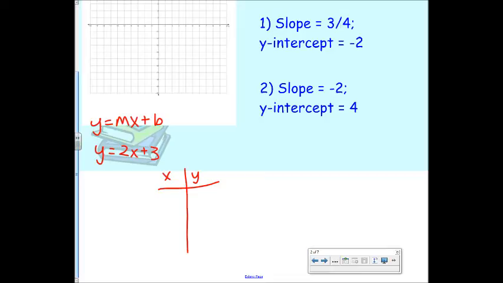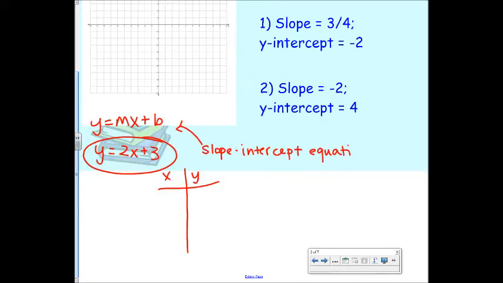So what we're going to talk about now is how to avoid doing all that work and just graphing it from this equation, which you guys said you've seen before. And this, again, is the slope-intercept equation. Why do you think it's called slope-intercept?